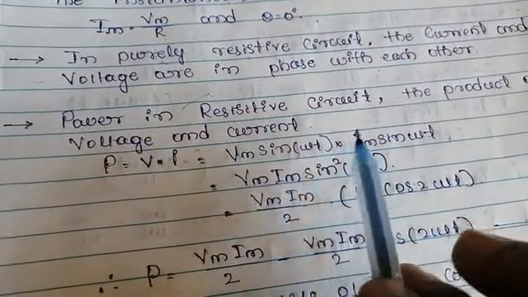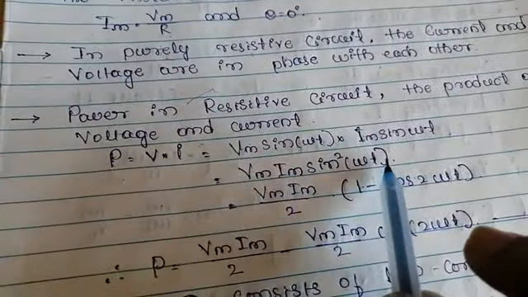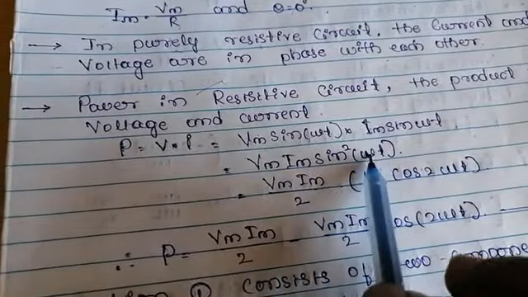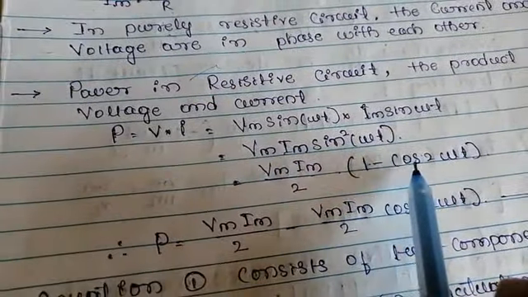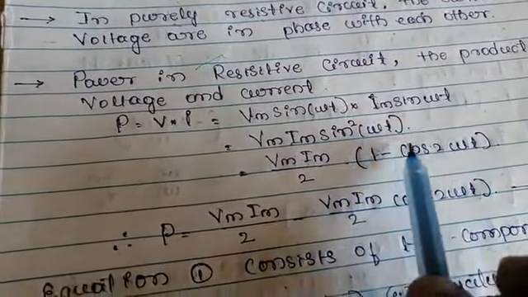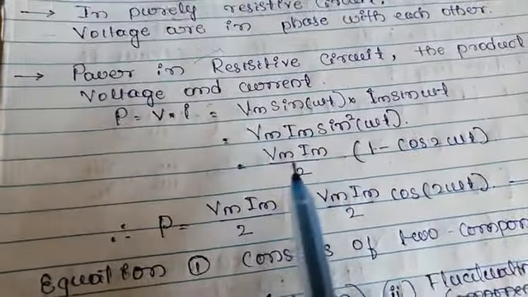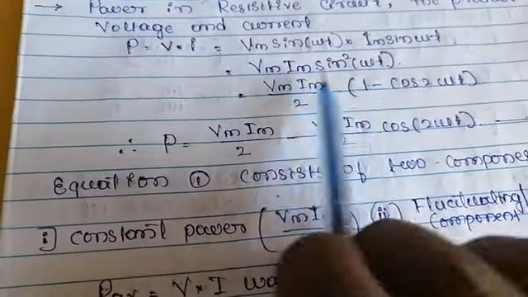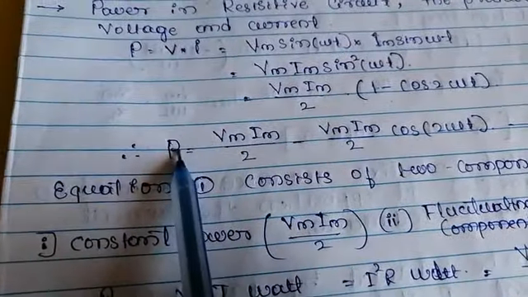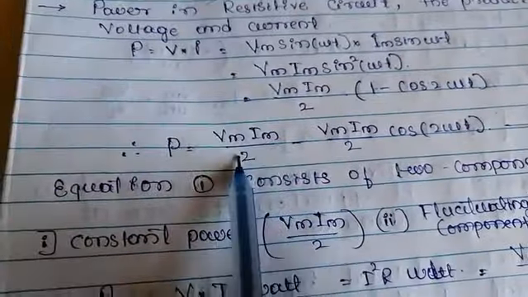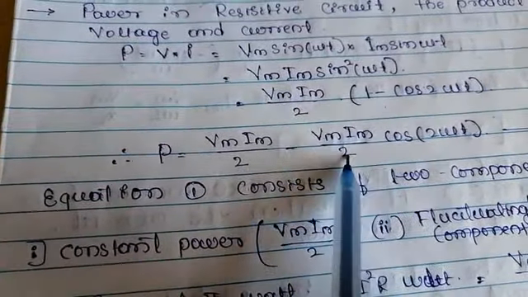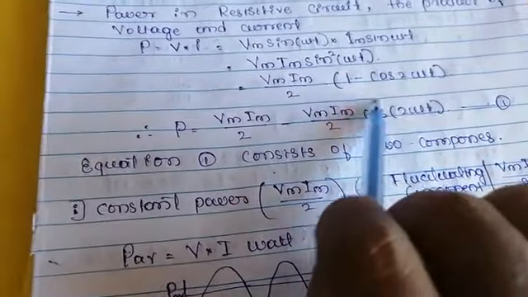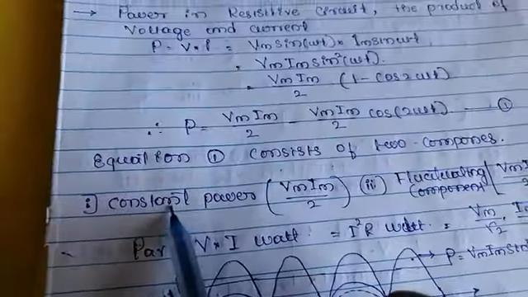Then Vm into Im sin square omega theta, Vm Im divided by 2. Sin square omega theta we can write as 1 minus cos 2 omega theta divided by 2. Therefore we take the 2 here. Then we have to multiply these two terms. Then power P is equal to Vm Im divided by 2 minus Vm Im divided by 2 cos 2 omega theta. This equation we can write also.